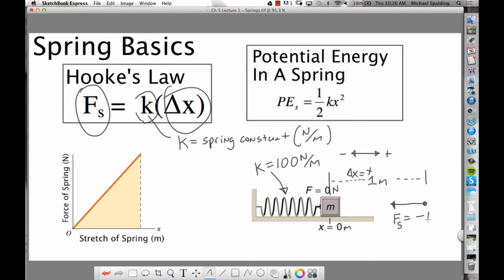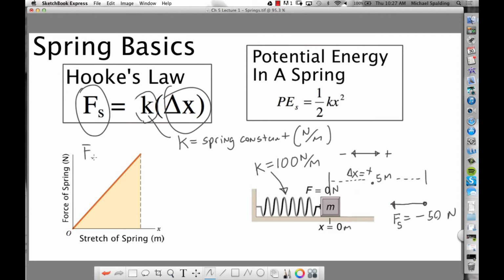Negative 100. You guys see that? If the spring constant is 100 newtons per meter, and we pull the spring 1 meter, what's the force of the spring? 100. Okay, let's say instead of 1 meter, what if I pulled the spring 0.5 meters? What would the force of the spring become now? 50, right?